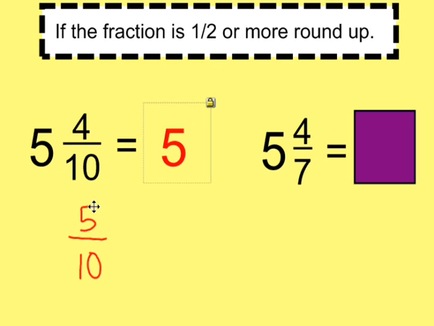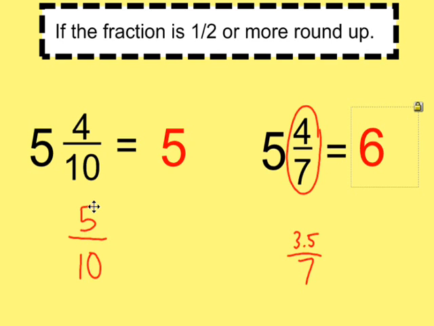In the next example, this is a little bit trickier. 1/2 of 7 would actually be 3.5 sevenths. This fraction is greater than 1/2. Therefore, this is going to round up to 6.